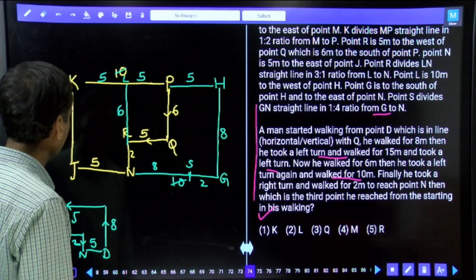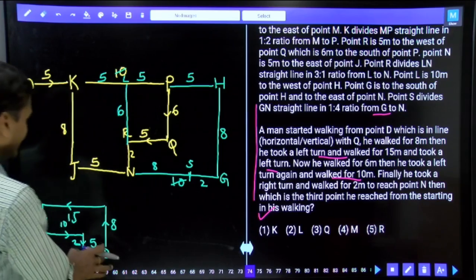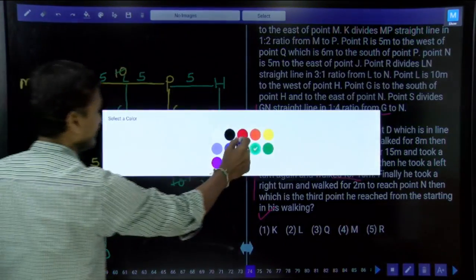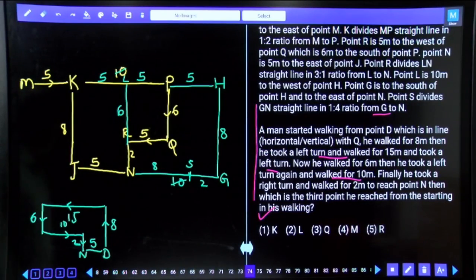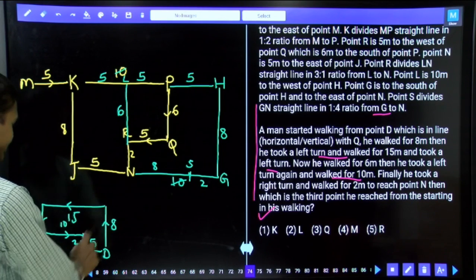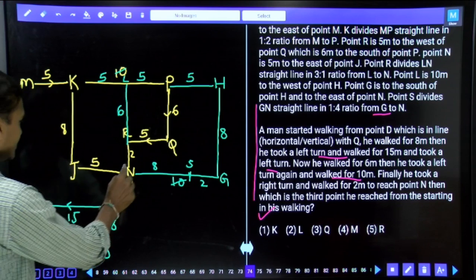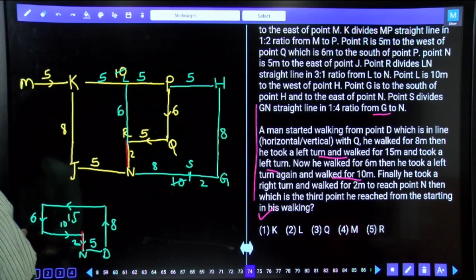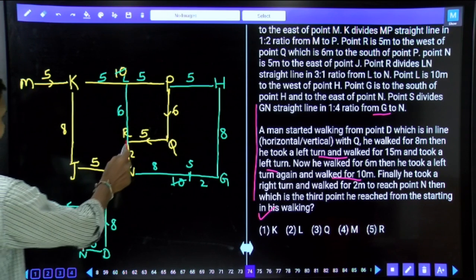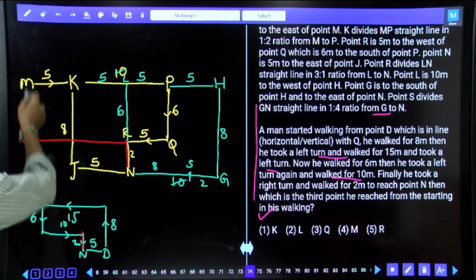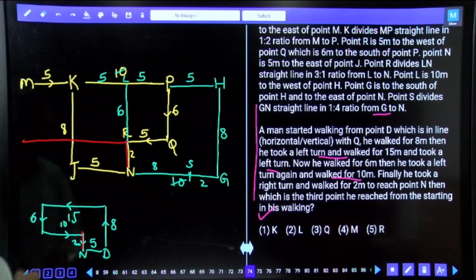Now we need to identify the third position he reached. Finally N is here. As N is here, now we need to take this in the reverse order. Venkatesh, listen to this. Now starting from N, first 2 meters, like this. Now I'm going in the reverse order. After covering 2 meters, this person has turned left and traveled for 10 meters. From here 10 meters means this is 5 and this is another 5, exactly in the vertical straight line with M.